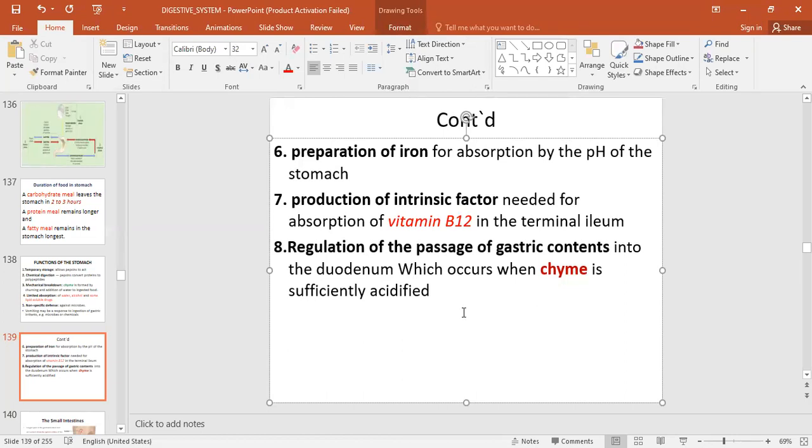So the structures we have discussed so far: mouth, pharynx, esophagus, stomach, belong to what we call the foregut. So foregut is the first part of the digestive system. Then we have midgut, which is the middle part of the digestive system. Then we have the hindgut, the last part there. So foregut begins from mouth and ends halfway in the duodenum. So the duodenum is part of the foregut. Then the lower part of the duodenum is part of the midgut.